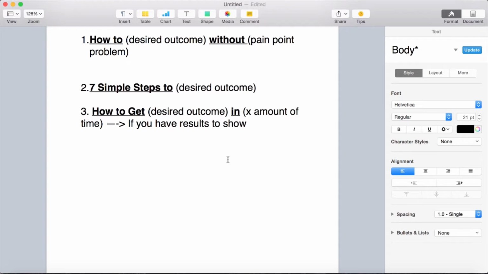7 simple steps to the desired outcome, successfully selling on Amazon. Okay. So these are simple baits, right? The first one was more where it had 2 points where we knew the desired outcome because of the survey. We knew what the pain point was. So we did 2 kind of unknowns, figured them out in the survey, added them to the how-to and the without. Simple steps, number 2, this is a little bit easier.